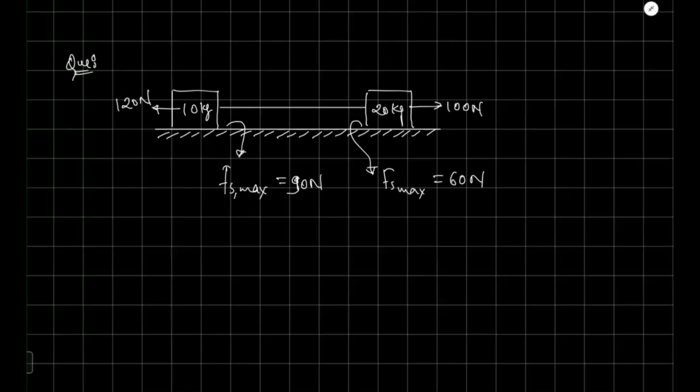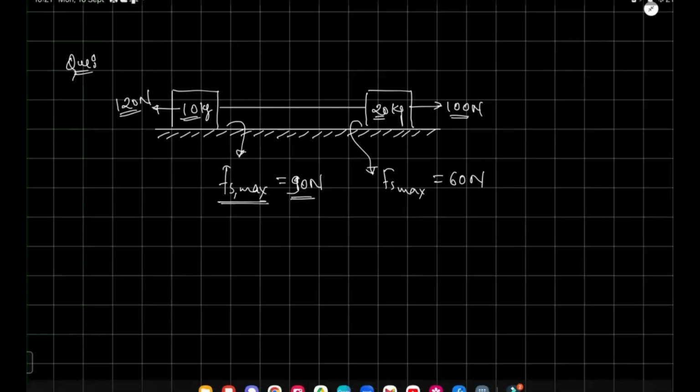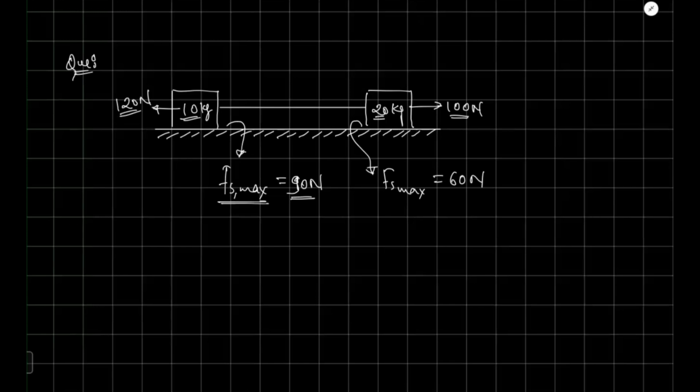Look, in this question it is given to you: these are two blocks of mass 10 kg and 20 kg, kept on a rough surface, and on these blocks we are applying a force of 100 Newton here and 120 Newton here. It is also given that the maximum friction that can act is 90 Newton in case of the 10 kg block, and 60 Newton in case of the 20 kg block. So what you have to do? You have to find the tension in the string.